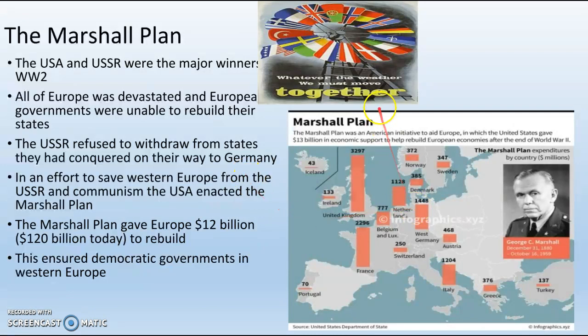Over here we can see who got how much. We can see the UK got most of it. France got second most. Kind of so on and so forth from there.